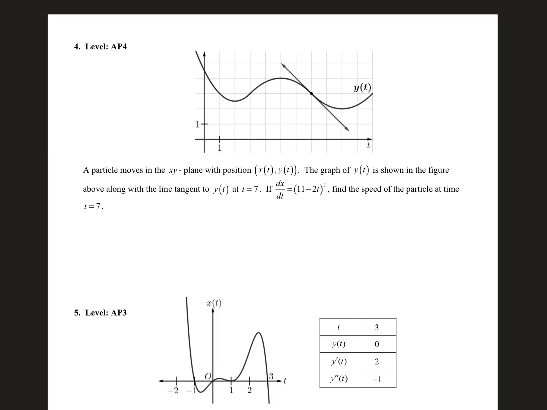A particle moves along the xy plane with this position in the figure above, and we know that at time equals 7, we have this tangent line. So we know at time equals 7, we know our y position is 3.